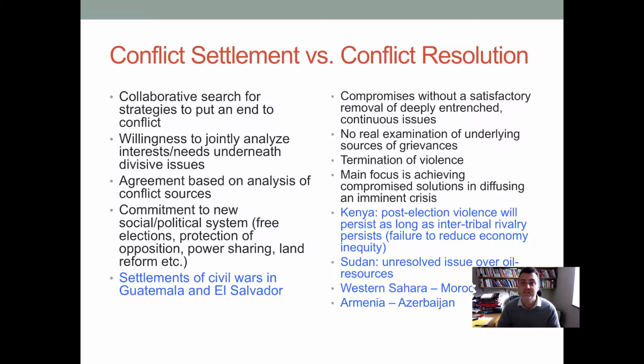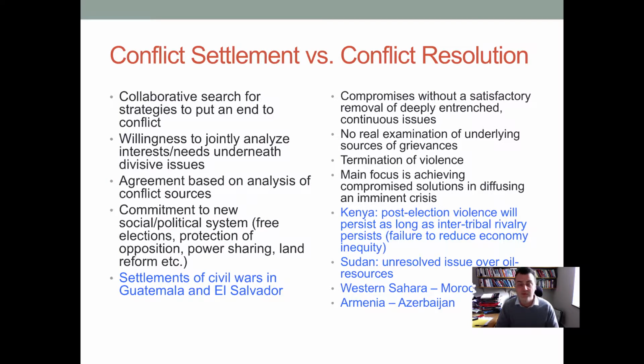It looks at compromises without a satisfactory removal of deeply entrenched contentious issues. So there's no real examination of underlying sources of grievances. We're looking at a termination of violence, but the main focus is on achieving a compromise solution and defusing an imminent crisis. Looking at Kenya, we always have these post-election violence episodes. They will persist as long as intertribal rivalry persists, and that itself is really a symptom of the failure to reduce inequity within the economy.